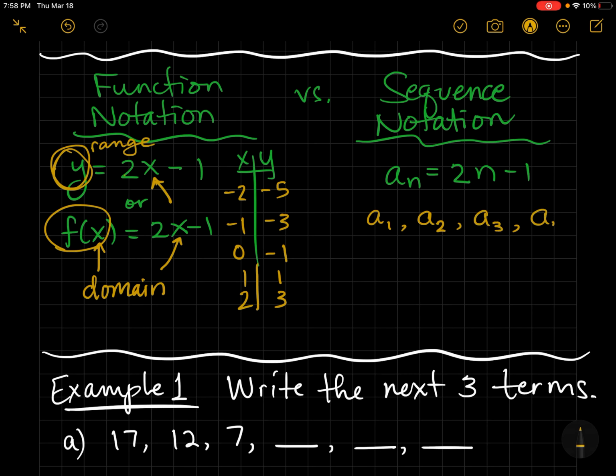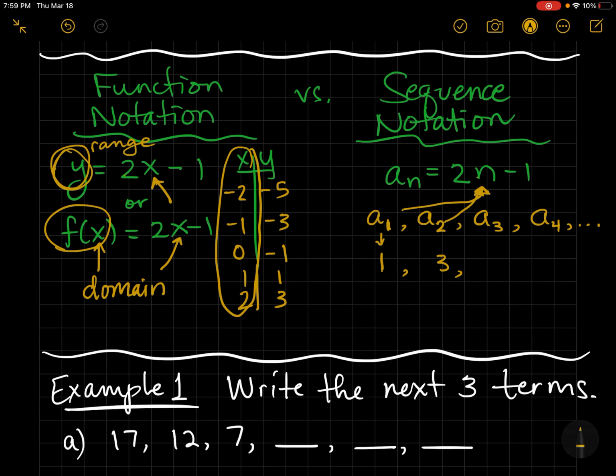And now what's going on, it doesn't look like a table, but what we're saying is plug 1 in for n. So that'd be 2 times 1 is 2, minus 1 is 1. So the first term is 1. The second term just means plug 2 in. 4 minus 1 is 3. Now the difference is, over here on function notation, you can choose any x's you want. Well, for sequence notation, the first term is always 1, because you always just start with 1, 2, 3.